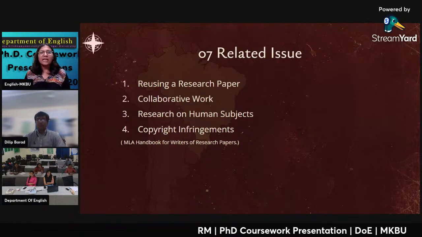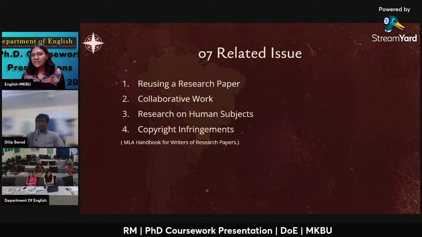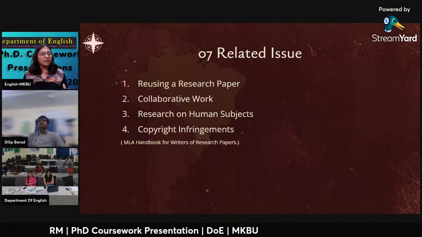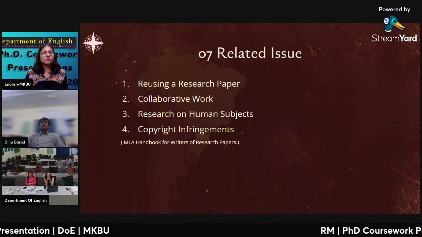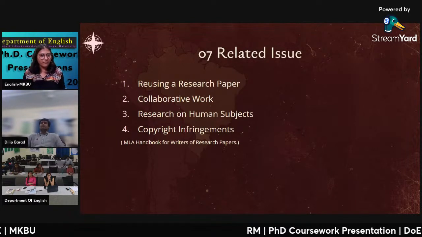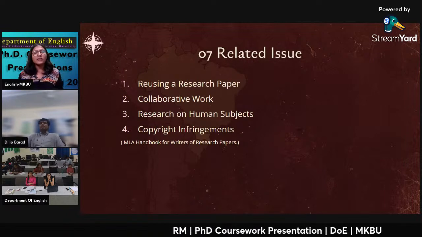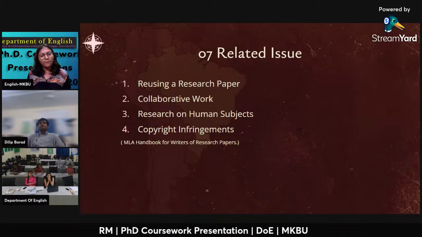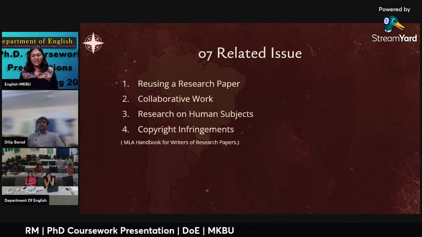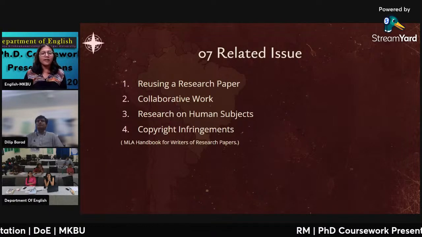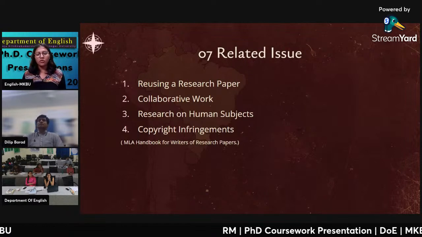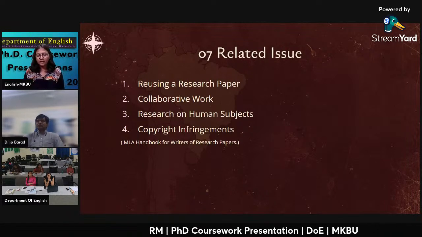For instance, if I have written a research paper and I am using that paper in another paper, in that paper I need to cite myself as well. If I am not citing my source, it will also be considered plagiarism. So the first related issue is reusing a research paper, second is collaborative work, third is research on human subjects, and fourth is copyright fragments.